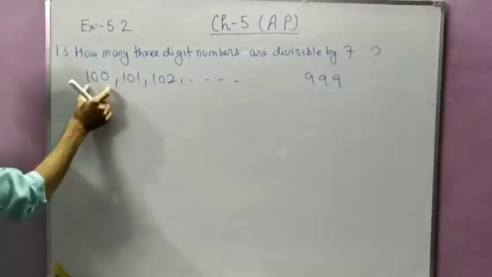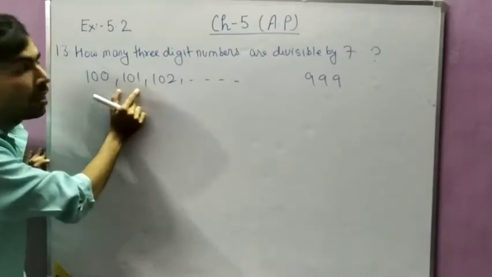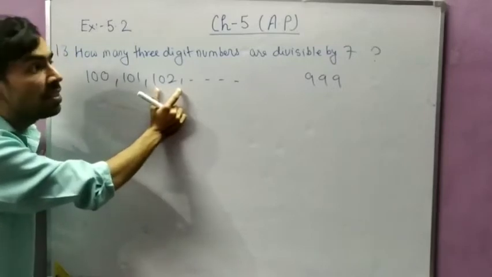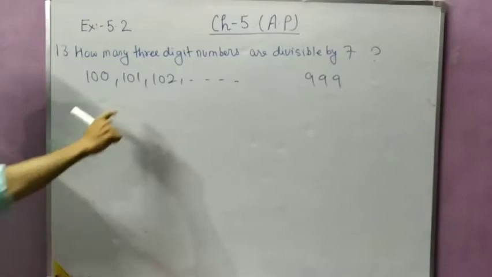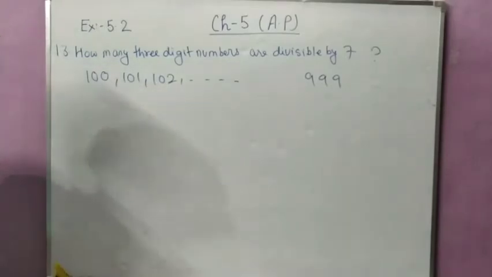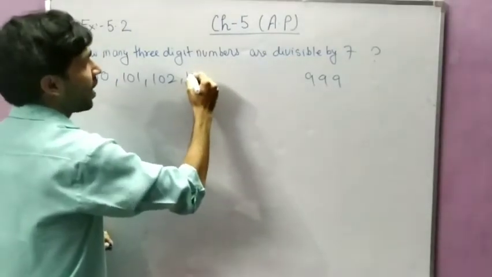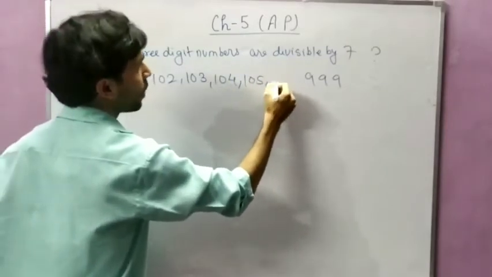See, 100 is not divisible by 7. 101 is also not divisible by 7. 102, when you divide this by 7, again it will not divide. So 102 is not divisible, 103 is not divisible, 104 is not divisible, 105 is divisible.